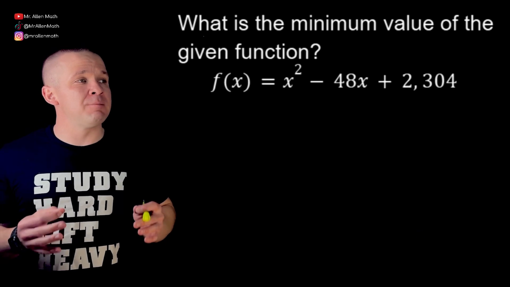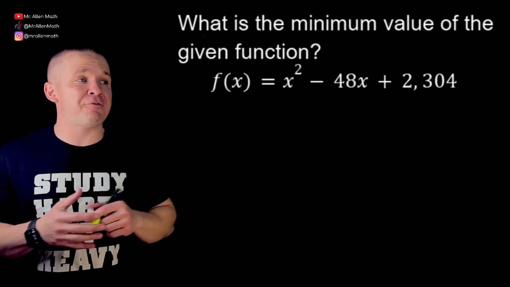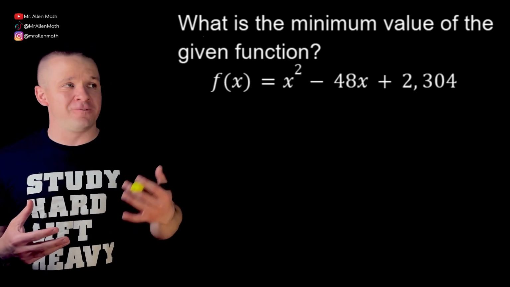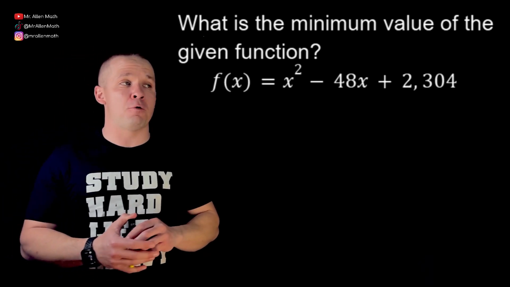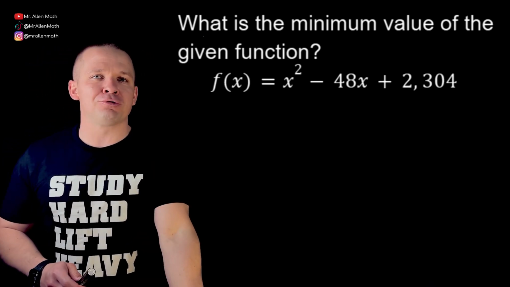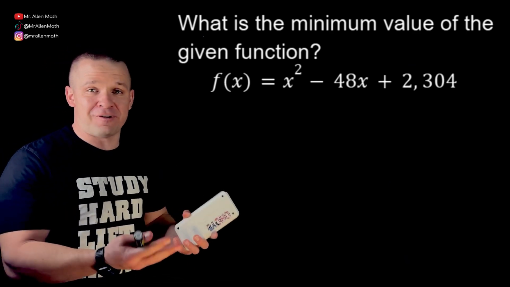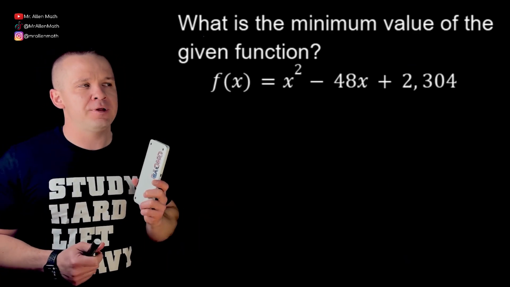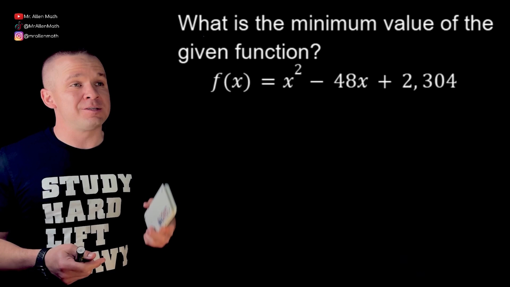So we have, what is the minimum value of the given function f of x equals x squared minus 48x plus 2,304? Holy cow, it's a big old number. So they give you these large numbers here, so it's a little bit trickier to plug it in your graphing calculator and find that minimum value. I'm going to show how to do that in another video that's focused on some different ways to use this calculator.